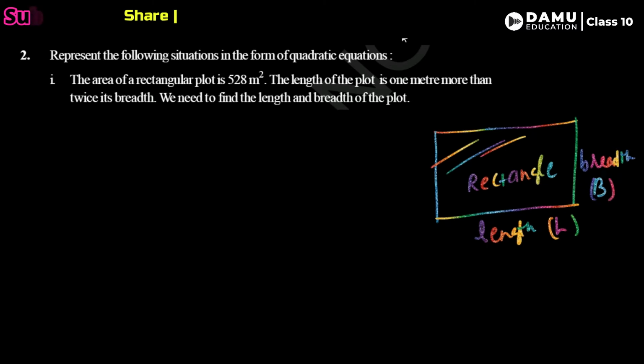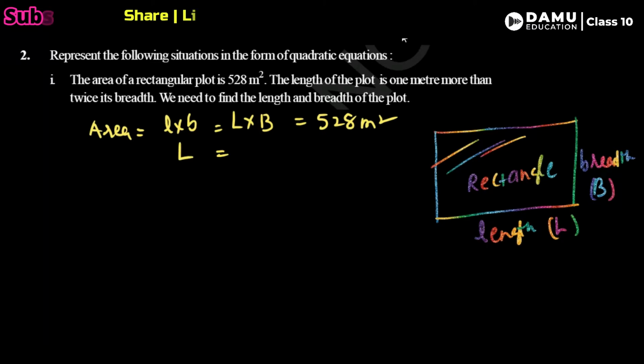What is the area they have given? Area will be equal to length into breadth. Length is capital L, breadth is B, and that is 528 meters square. What definition have they given? The length L will be equal to 1 meter more than twice its breadth.